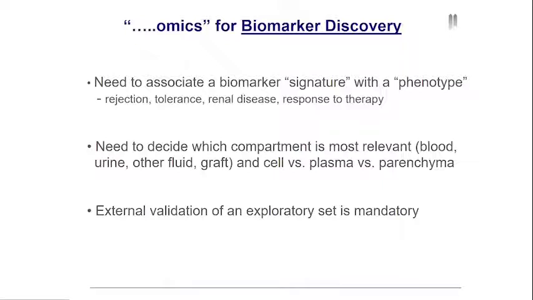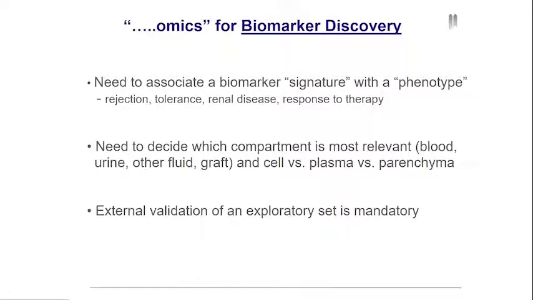Then one needs to decide which compartment is most relevant to the patient and their organ transplant, and how easy is it to get that marker. So blood is very easy to get from patients, as well as urine, but things like graft biopsies, where you do biopsies and perform tests on the graft, are less ideal for serial monitoring. And in liver transplantation, there's not many places that are doing serial biopsies or protocol biopsies. Then you have to decide which compartment in terms of cell versus plasma versus parenchyma. So this is really important, and it's got to be feasible for patient monitoring.